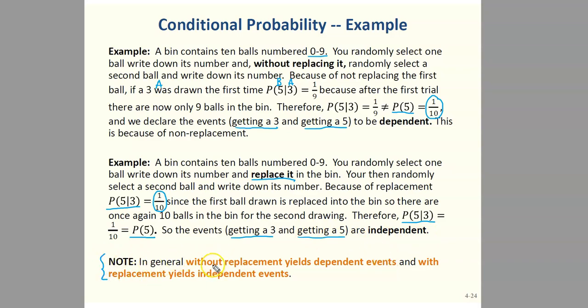In general, when experiments are conducted without replacement, you're going to have dependent events. And when experiments are conducted with replacement, you're going to have independent events. Let's take a look at another example.